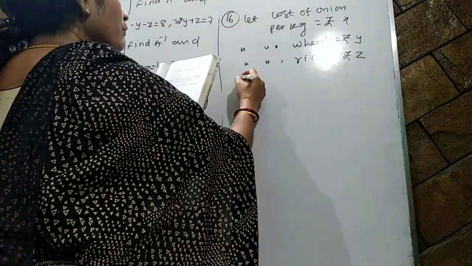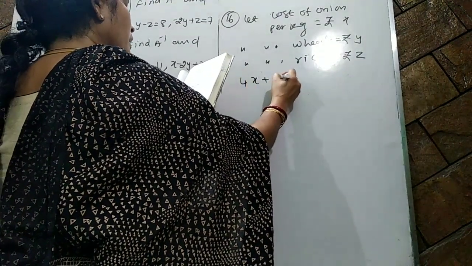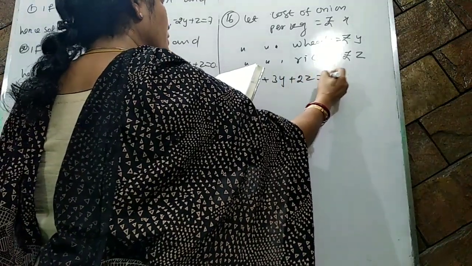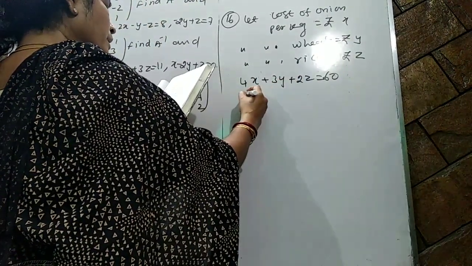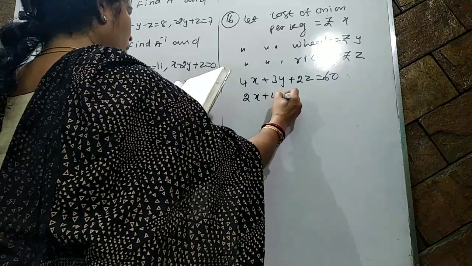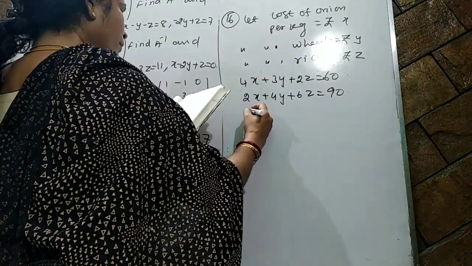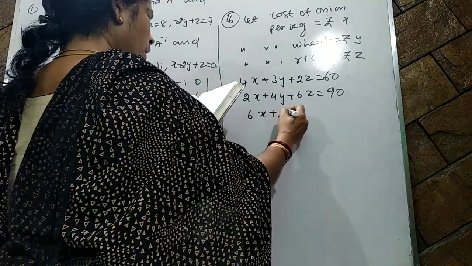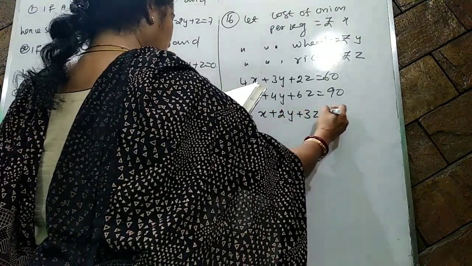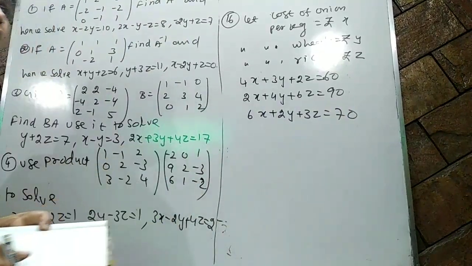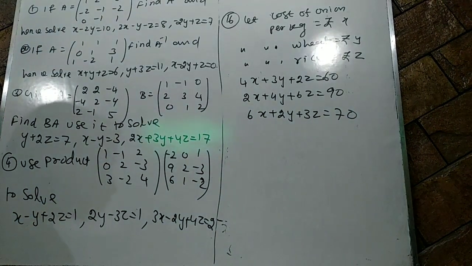So as per the first equation, we will get 4x plus 3y plus 2z equal to 60, and another equation is 2x plus 4y plus 6z equal to 90, and another equation we will get is 6x plus 2y plus 3z equal to 70. Now by the usual matrix method, you have to solve the equations.